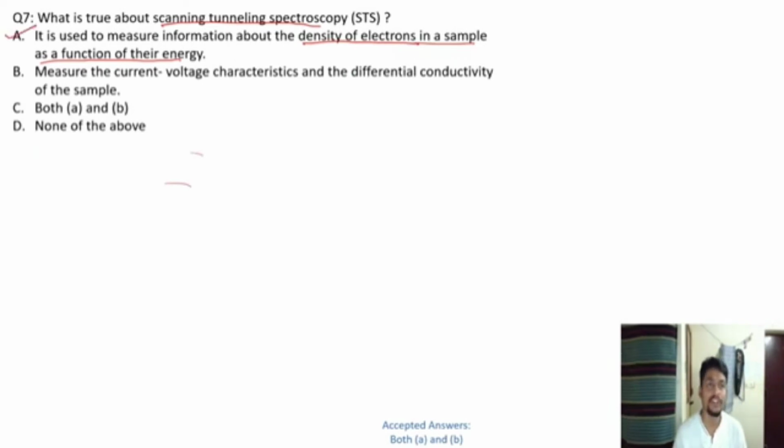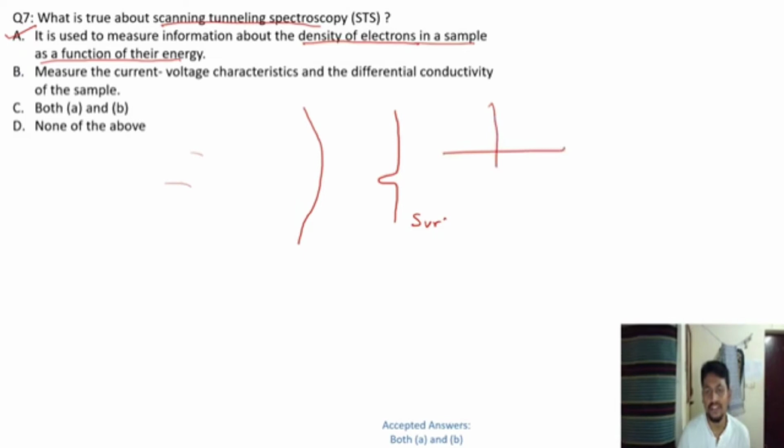It is used to measure information about the density of electrons, because if we measure, this is the surface state. Let's say this is the surface and my tip has this kind of band energy. If we try to draw the voltage, let's say in the negative bias, we are going to get this kind of thing. And if we plot dI/dV, this is the peak position. So we are measuring the density of states.